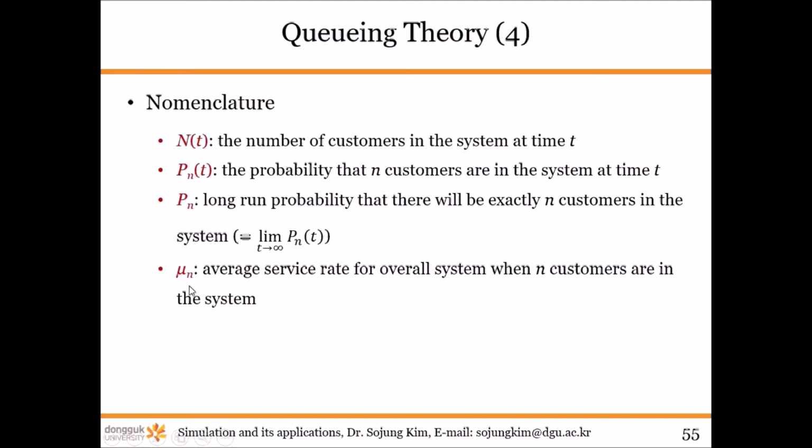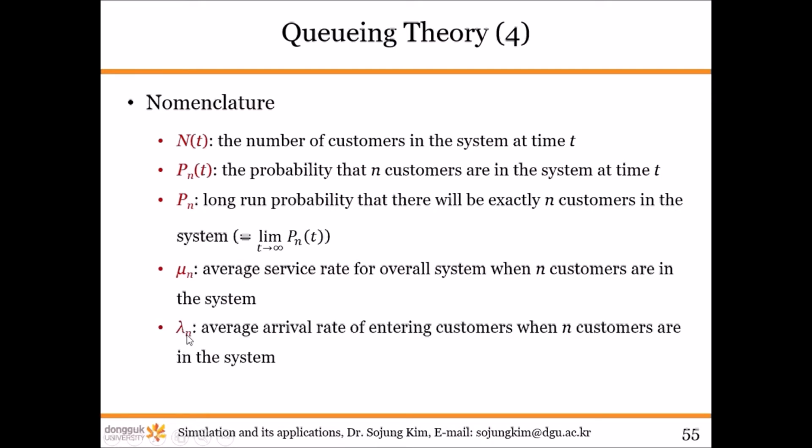And mu_n is the average service rate for our system when n customers are in the system. Lambda_n is similar, but it is the arrival rate. This is the service rate, and this is the arrival rate of entering customers when n customers are in the system. Very simple, right?